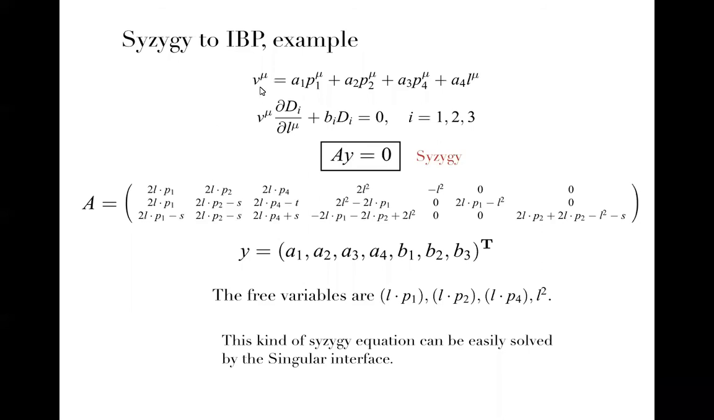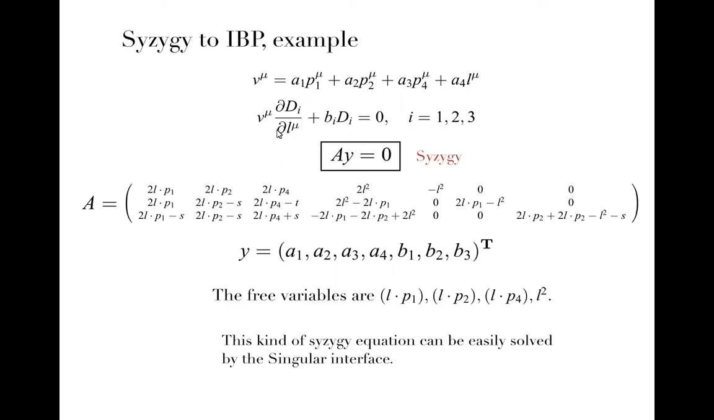We parameterize this V as a1, a2, a3, and a4 multiplied by these vectors. So there are four independent vectors in this question. We choose p1, p2, p4, and l. We don't use p3 because p3 would be linearly dependent. It's not needed. So we want this kind of CCG relation for each of these denominators D1, D2, D3. We want IBP without increasing the power of D1, D2, D3.